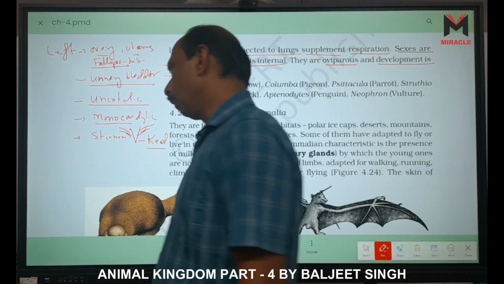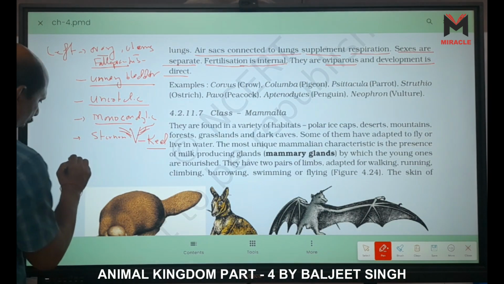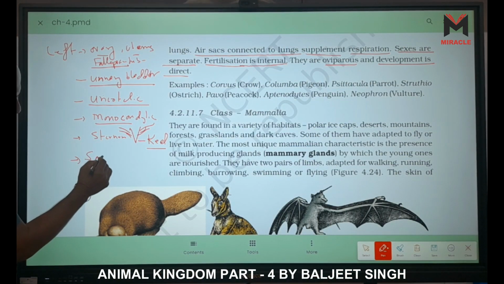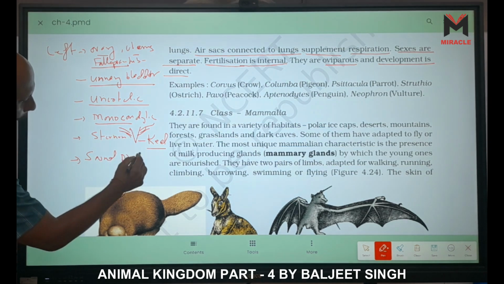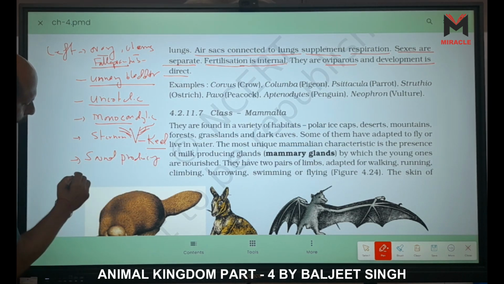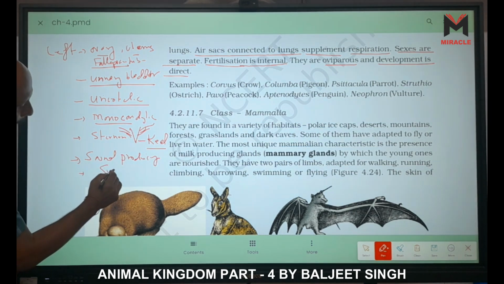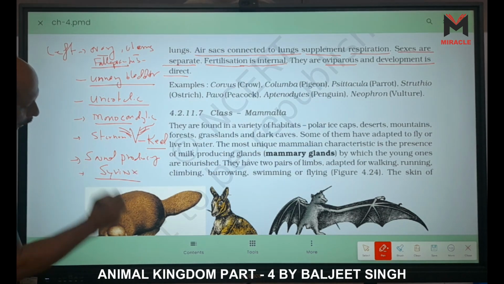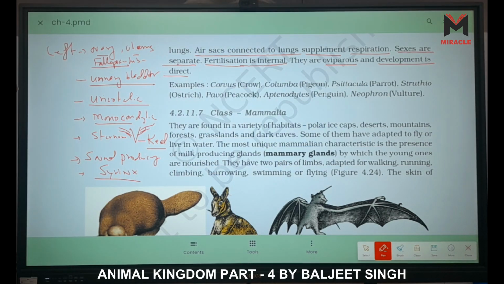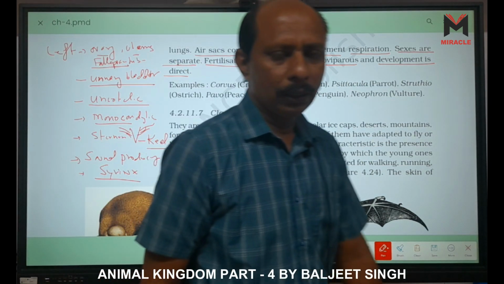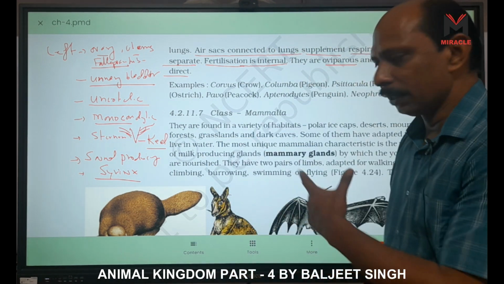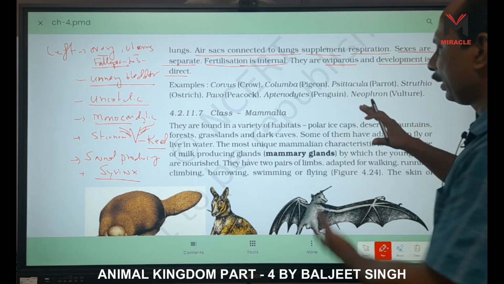Sound producing organs are present here. They are called syrinx. These are sound producing organs in the case of birds. And this bird, that is Aves.